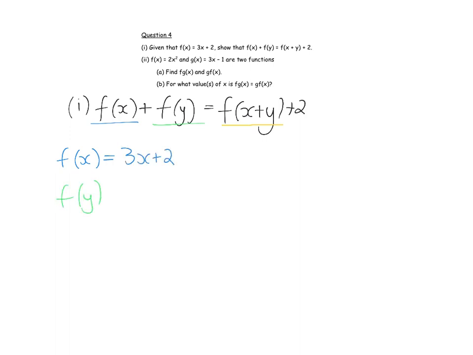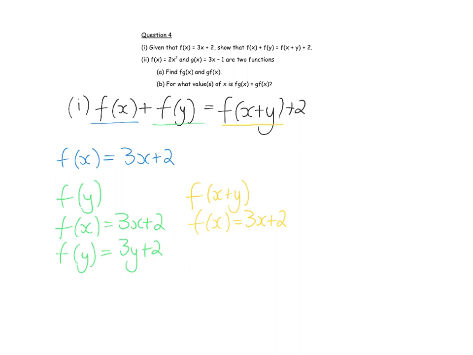F of y though, well, we know that f of x is 3x plus 2. So then f of y, we just replace the x with y, so we get 3y plus 2. Then we have to get f of x plus y. We know that f of x is equal to 3x plus 2. So then f of x plus y would be 3 times x plus y plus 2. This would give us 3x plus 3y plus 2.